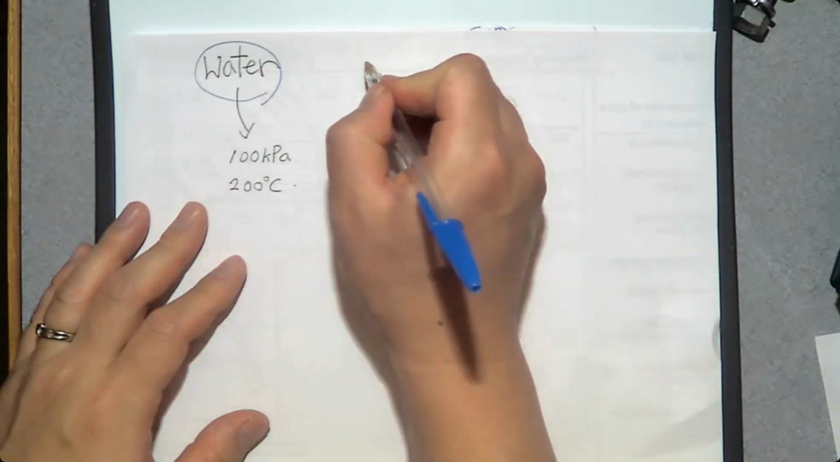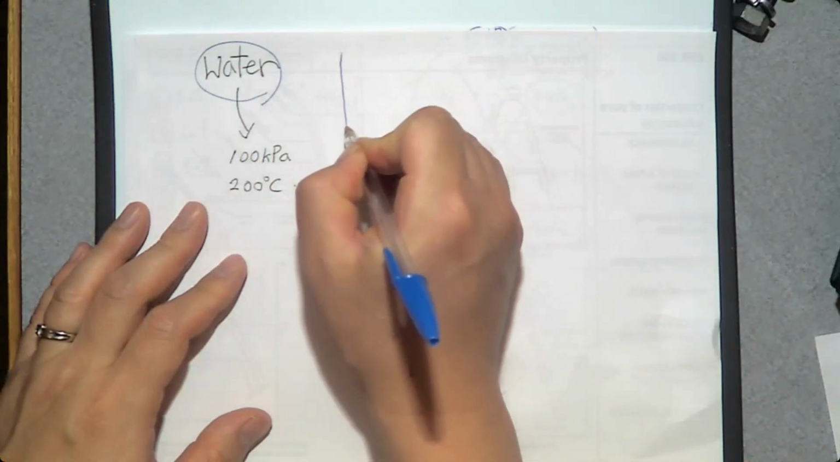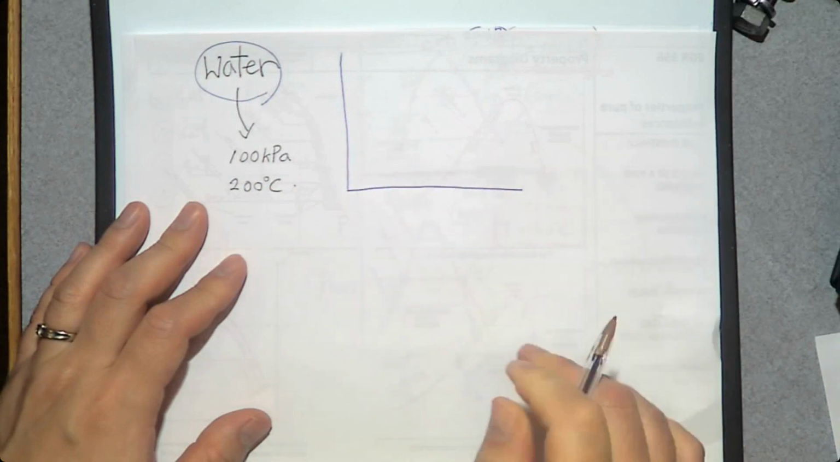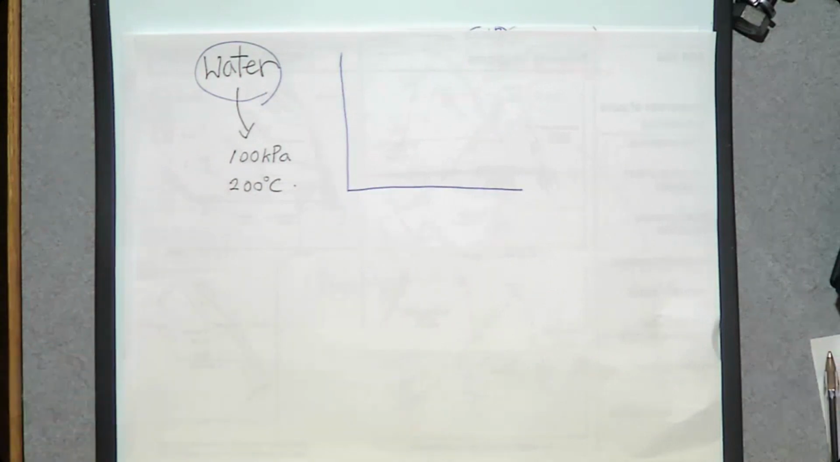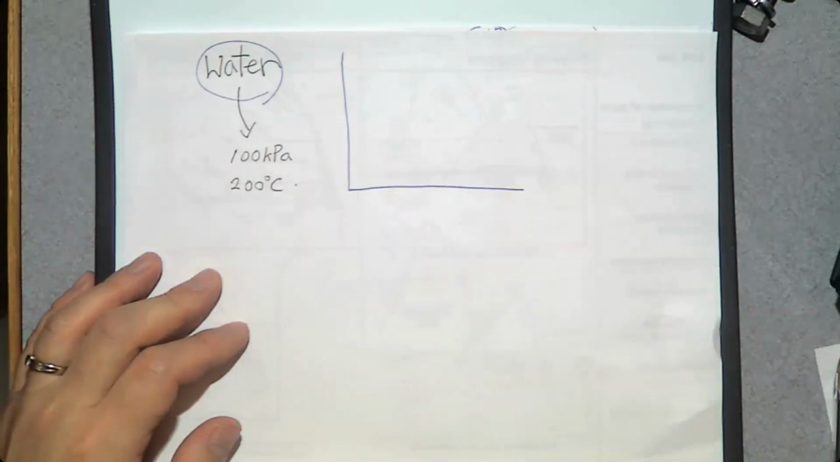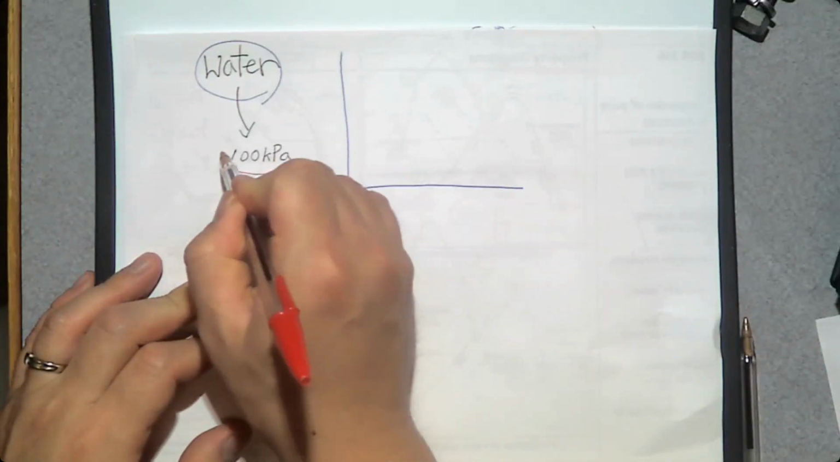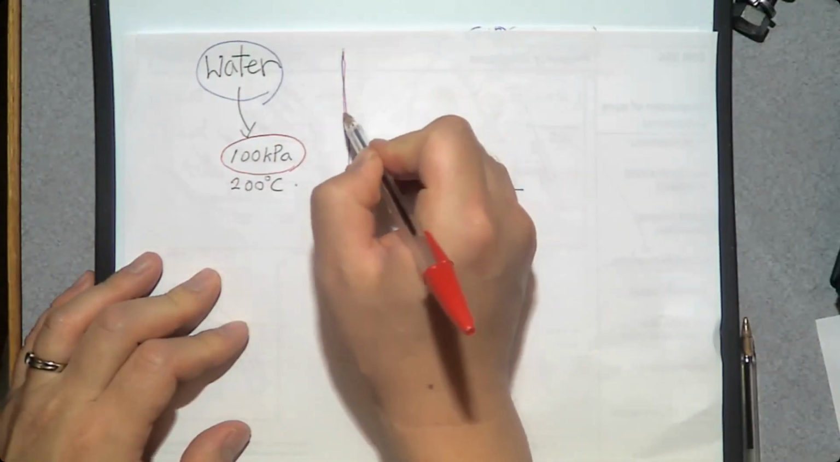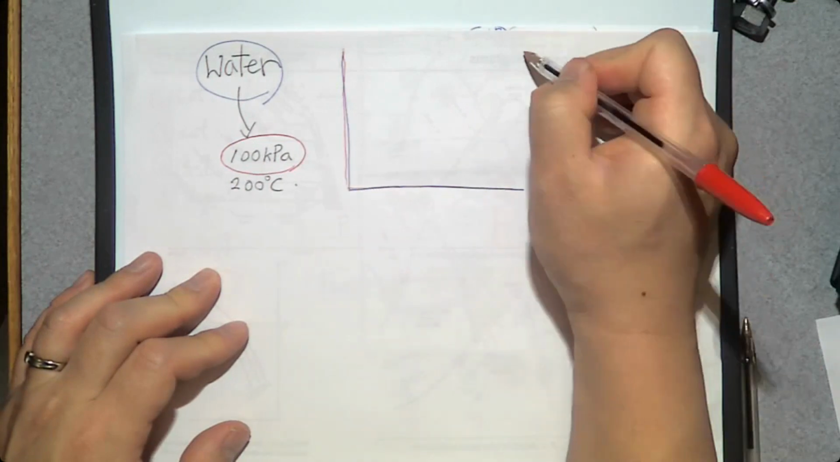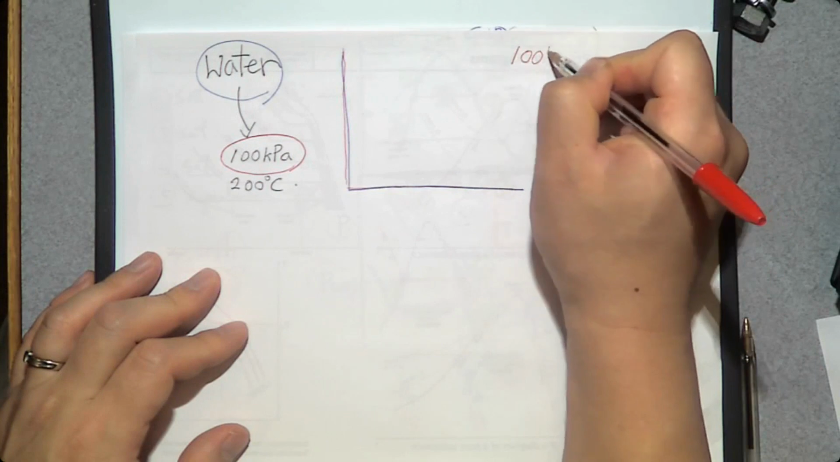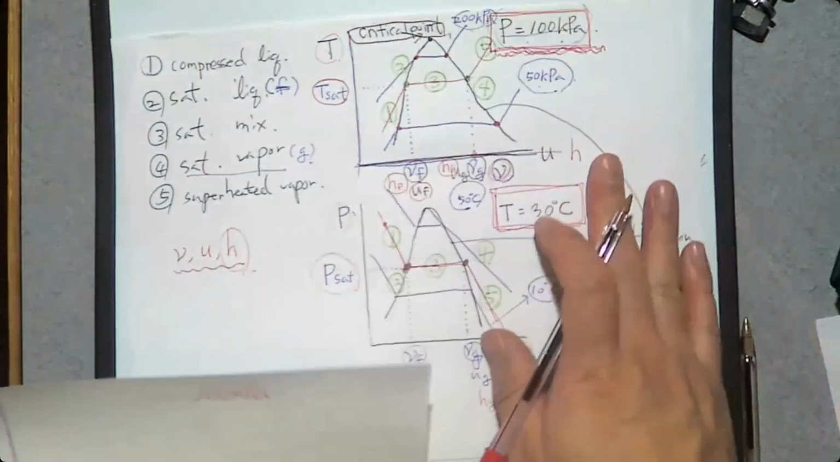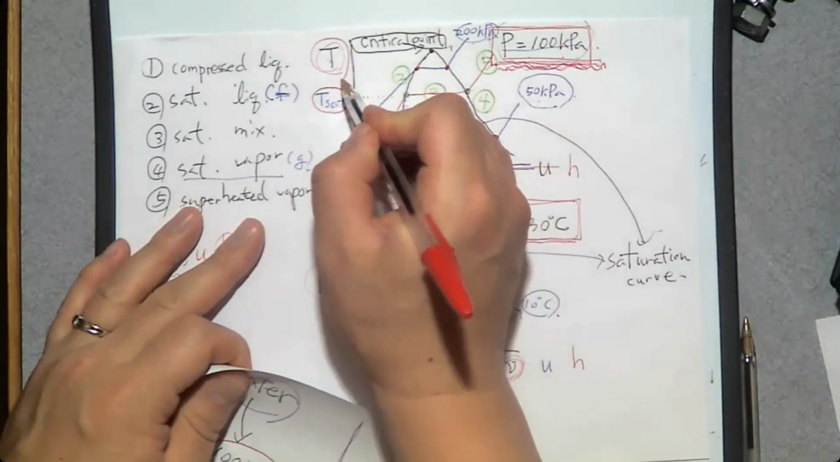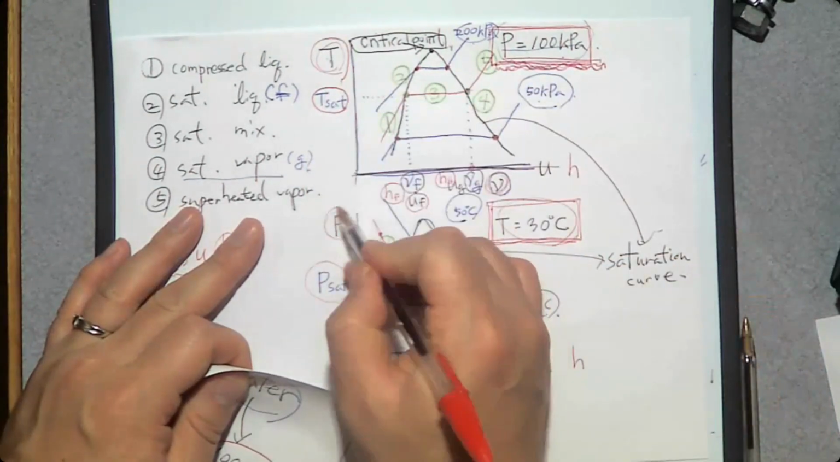So let's do that. We can make either TV or PV diagrams. In this case, we know pressure and temperature, both of them, so we can make either of them. So which one? I'm going to use this 100 kilopascal to make a property diagram. So if you know pressure, what kind of property diagram can you make? If you know pressure, you can make a temperature diagram. If you know temperature, you can make a pressure diagram.